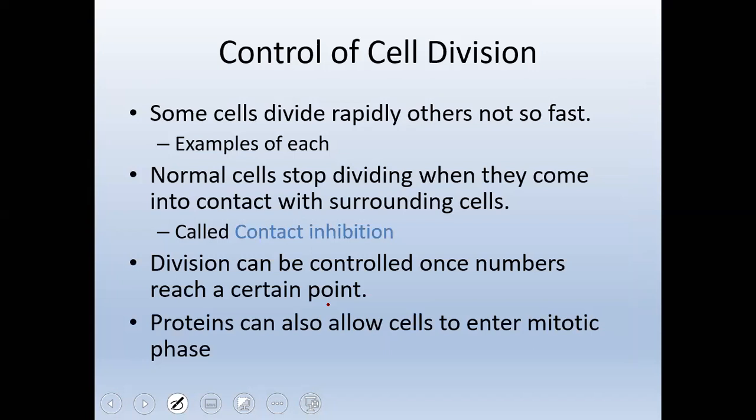So how do cells know when to stop dividing? We don't want them to be dividing uncontrolled all the time. And that's where we have what's called contact inhibition. Inhibition means to stop. So when I have my cells replicating, and now they're all touching, I have enough cells to fill up this whole room.